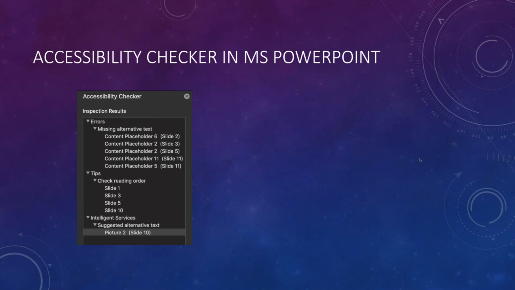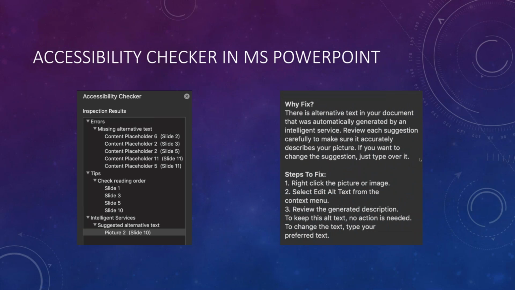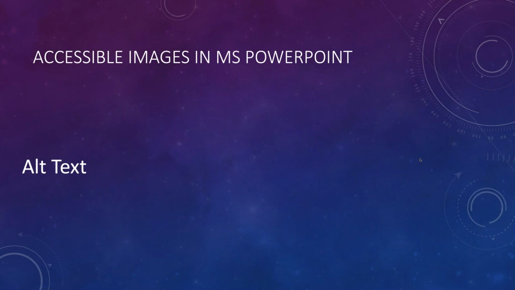I'm frankly not sure what Check Reading Order is about. That's something I would have to dig into more. And below this accessibility checker, the one that shows you your errors, is some more helpful text about why to make this fix, and how to make the fix. You can see there it says right-click the picture or image, select Edit Alt Text, and then you can either review what PowerPoint has created for you for alt text, or edit it as you like. So, let me show you how that works.